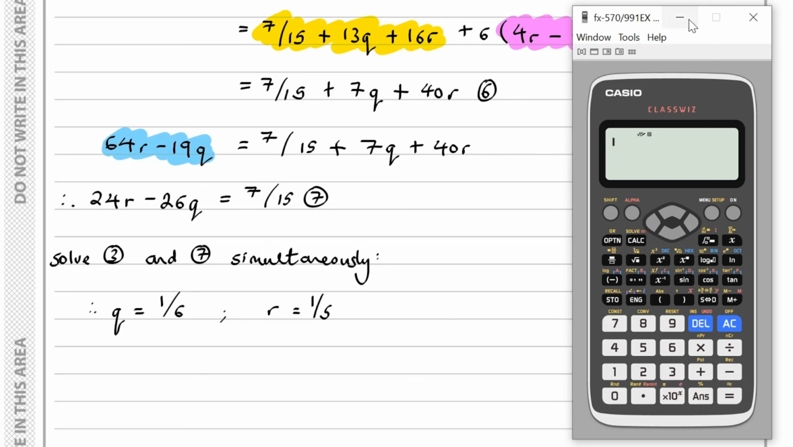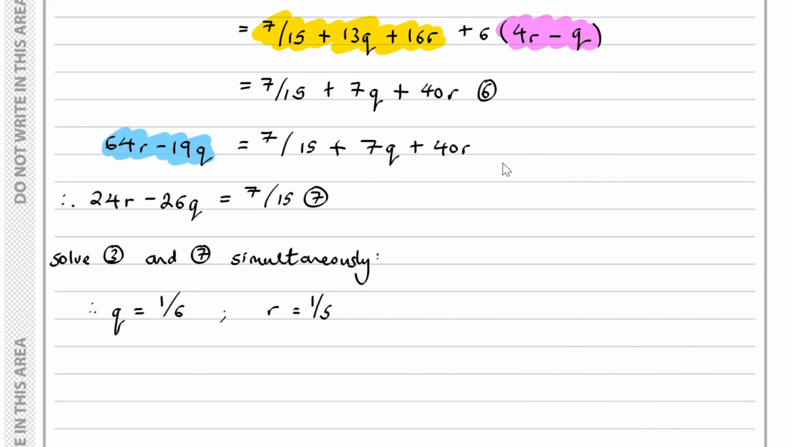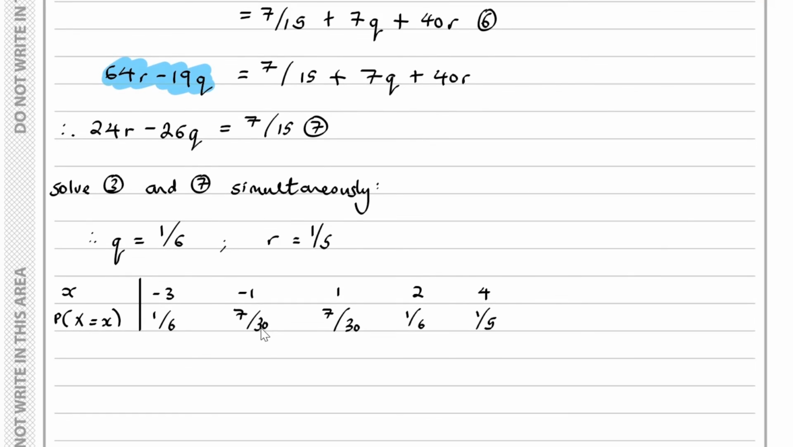Okay, so that's that done. So what can we say from here? Well, we've got x and the probability that x is equal to x. So we've got minus 3, minus 1, 1, 2 and 4. And knowing the values of q and r, we have 1/6 here, 7/30, 7/30, 7/30, 1 over 6, and 1 over 5. Okay, so that's that done.